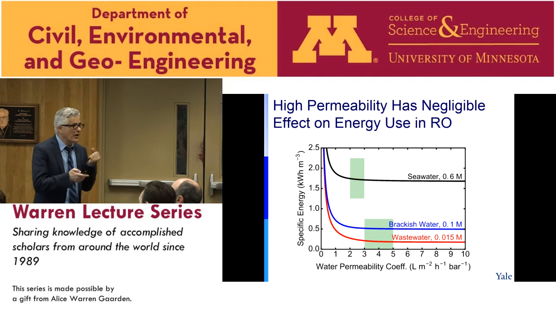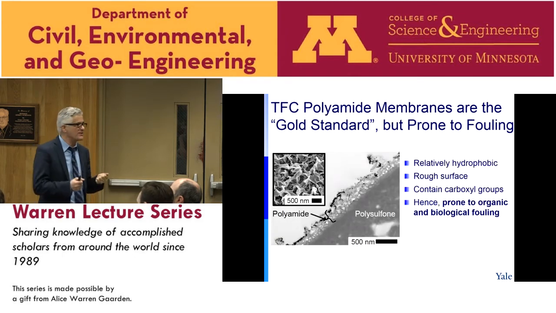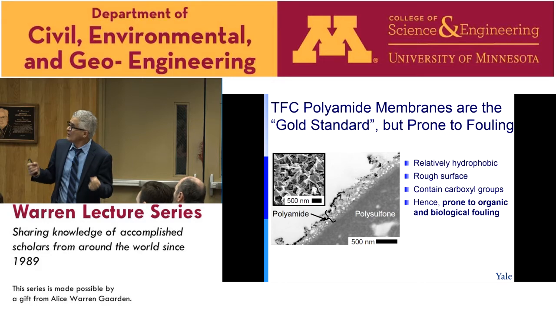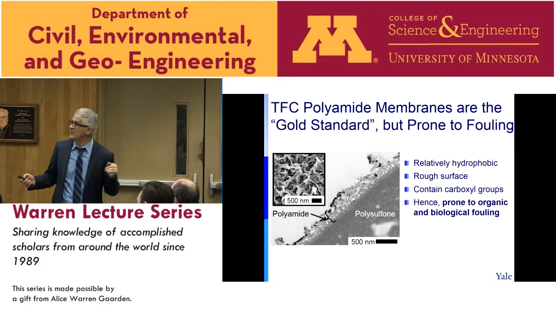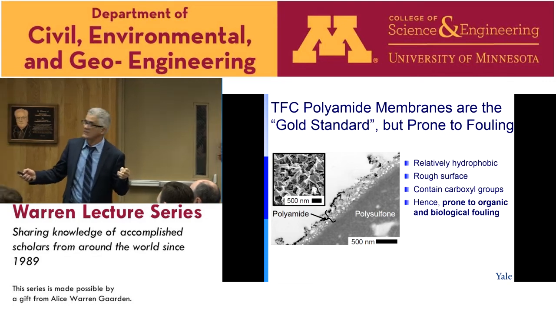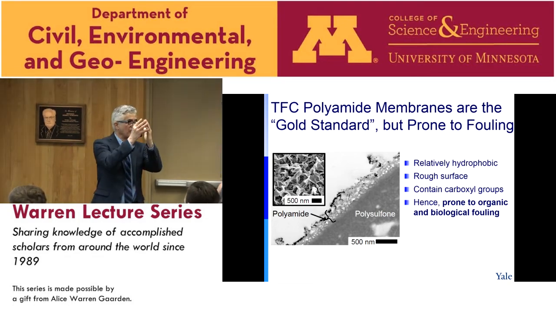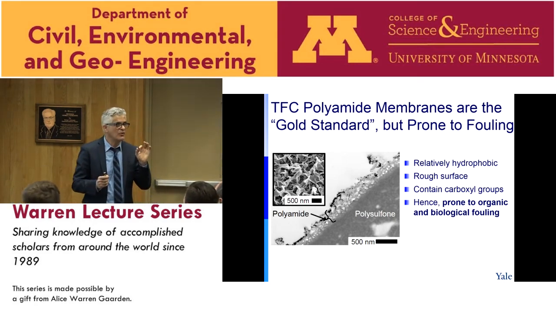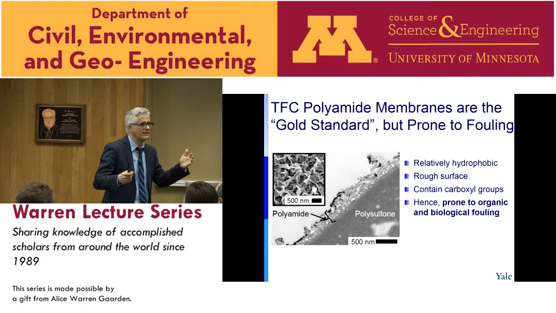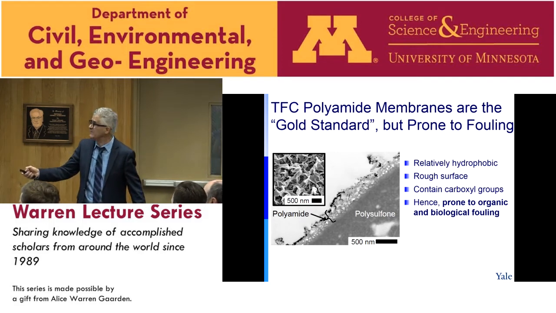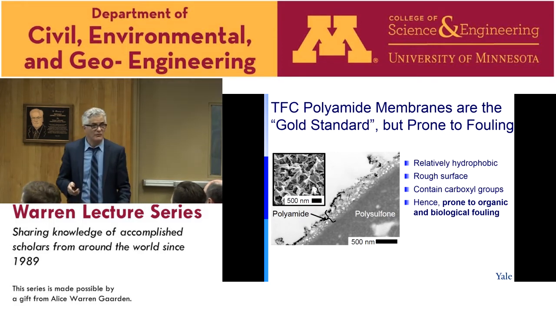Now, let's look more about the materials, and specifically about the current membrane, the polyamide membrane that was developed again in, I think, the early 80s. And it's the gold standard, but it's prone to fouling because of these reasons. It's relatively hydrophobic. Polyamide is hydrophobic. It has a rough surface because of the interfacial polymerization process. It contains carboxyl group. Also, it's very sensitive to oxidants. You cannot rinse the membrane with chlorine and kill the biofilm because the polyamide will degrade. And all these properties make the membrane very prone to fouling.